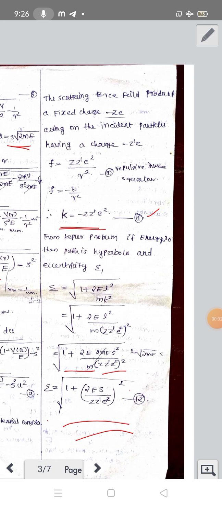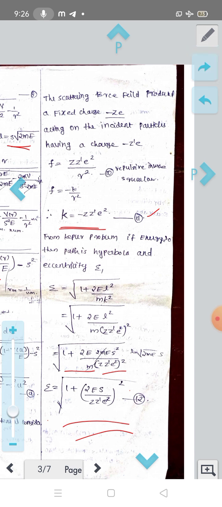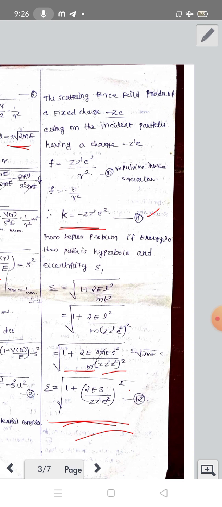സോ നമുക്ക് ലാസ്റ്റ് ക്ലാസ്സിൽ കിട്ടിയത് absolute ഈക്വൽ ടു 1 പ്ലസ് റൂട്ട് ഓഫ് 1 പ്ലസ് 2ES ബൈ Z Z prime e square the whole square എന്നാണ്. നമ്മൾ ഇക്വേഷൻ നമ്പർ 12 ആയിട്ട് കൊടുത്തു. ഇനി നമ്മൾ കണ്ടുപിടിക്കാൻ പോണത് ഇമ്പാക്റ്റ് പാരാമീറ്റർ, അതായത് s in terms of the scattering angle theta.